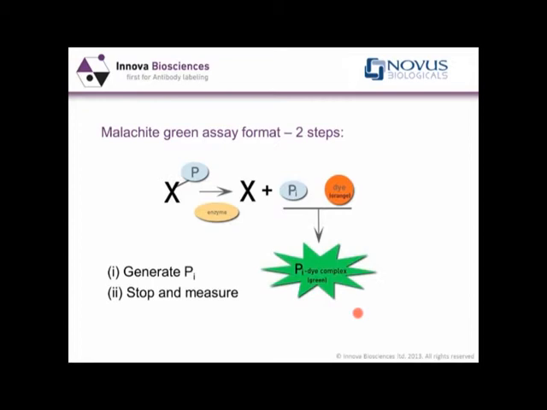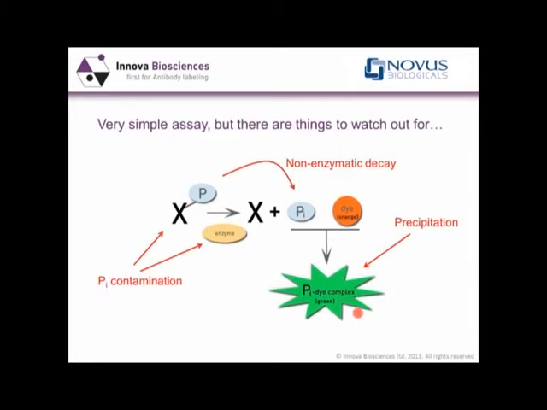Now, this is a very nice assay for high-throughput screening. Despite its simplicity, there are things to watch out for. For example, you could have Pi contamination in your substrate or in your enzyme. Or as I mentioned before, you could get non-enzymatic decay, so you get phosphate that's completely independent of the enzyme. And with malachite reagents, quite often you can get precipitation. So what I'm going to do now is just go on to how you would set up this type of assay and also address the various problems and how you might overcome those.